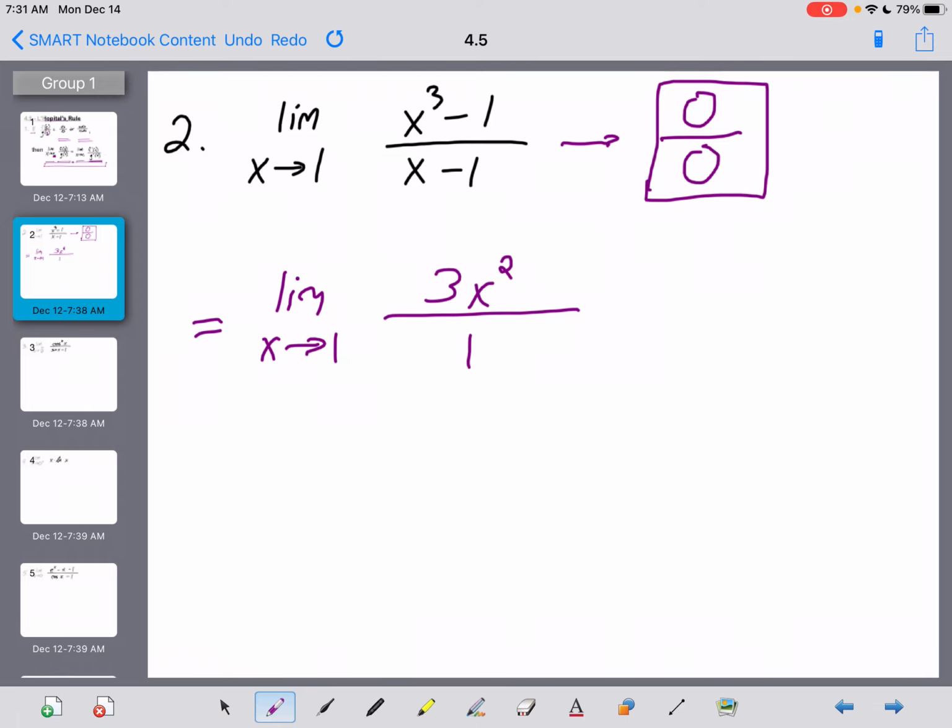And now we can see that if we try to let x equal 1 at this point here, we have no problems whatsoever. That numerator is just going to become a 3, and 3 divided by 1 is 3. And there's our answer, everybody.